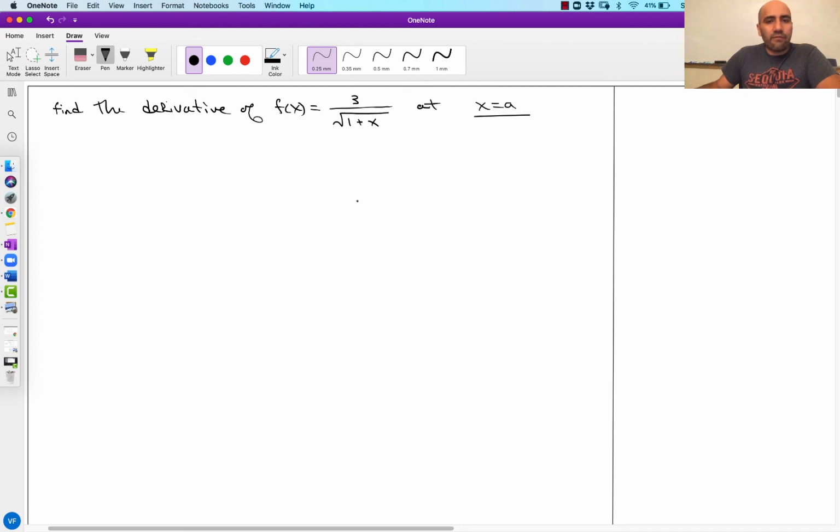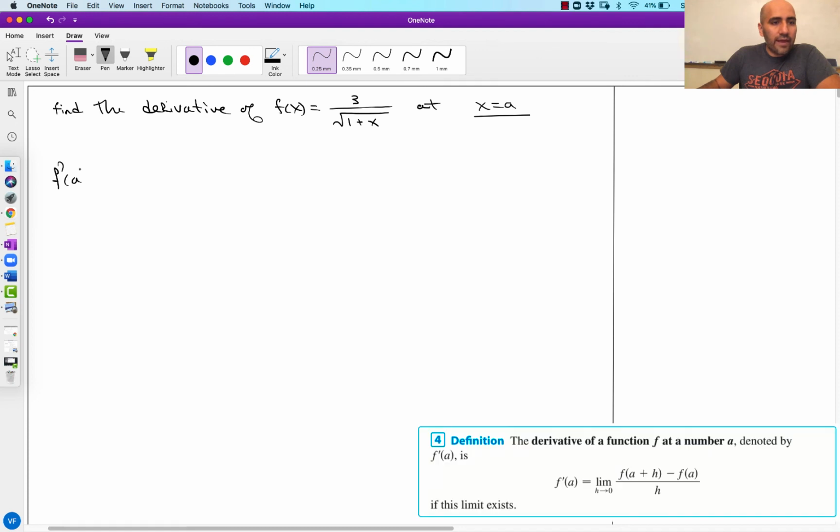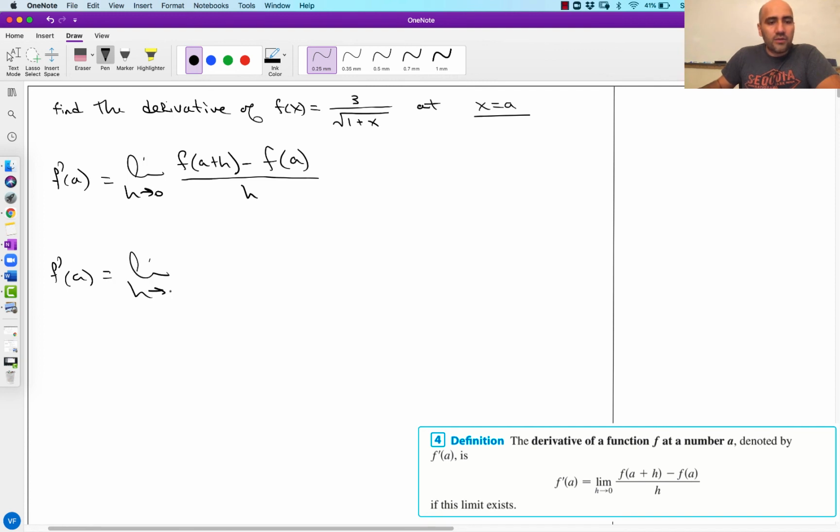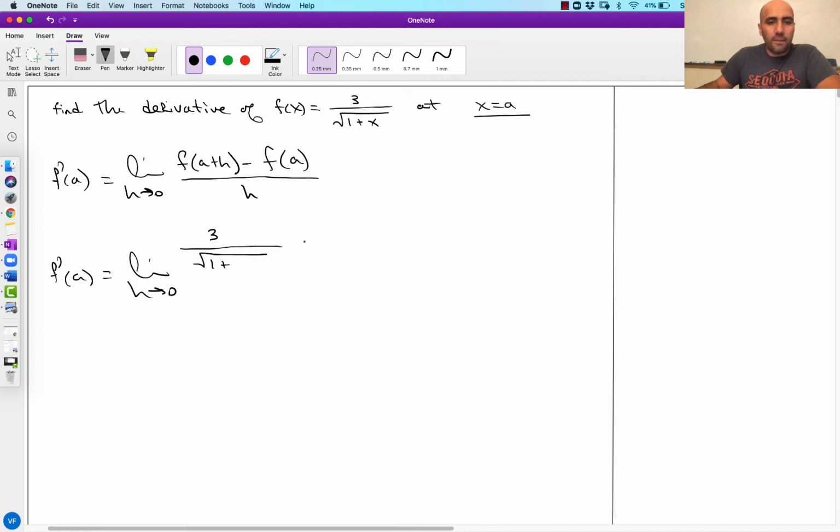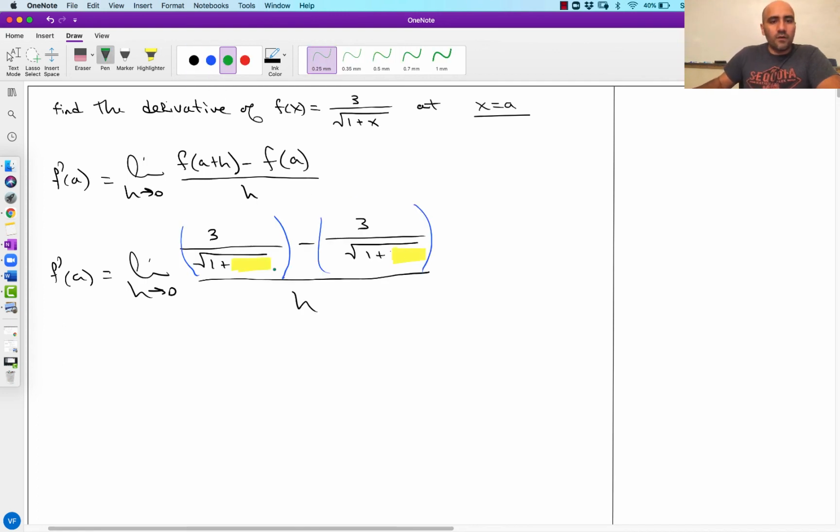Okay, so find the derivative of f of x equals 3 over the square root of 1 plus x at x equals a. Using our definition, f prime of a is the derivative, which is equal to the limit as h goes to 0 of f of a plus h minus f of a, all over h. Okay, so our function is this one. So we get that f prime of a is equal to the limit as h goes to 0 of our function evaluated at a plus h minus our function evaluated at a, and then the whole thing divided by h.